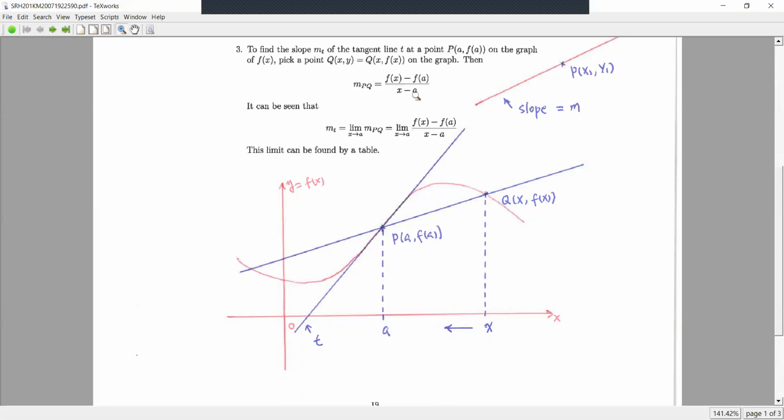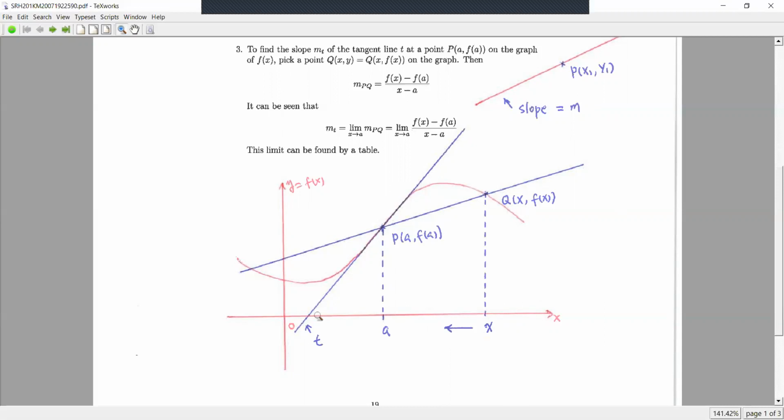Okay, now we use a limit to find the slope of the tangent line. We let x approach a. When x approaches a, point Q will approach point P. Therefore, the line PQ will approach the tangent line. So the slope of the line PQ approaches the slope of the tangent line.